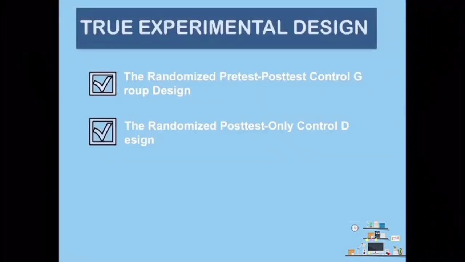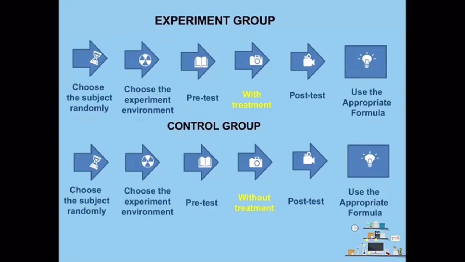True experimental design. The design of true experimental has two designs. The first, the randomized pretest, post-test, control group design, and the second, the randomized post-test only control design. And now I will give you an example from the first design.